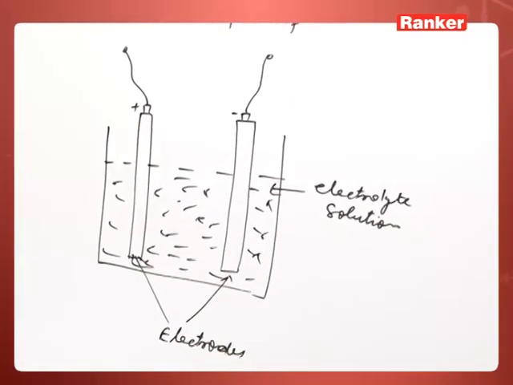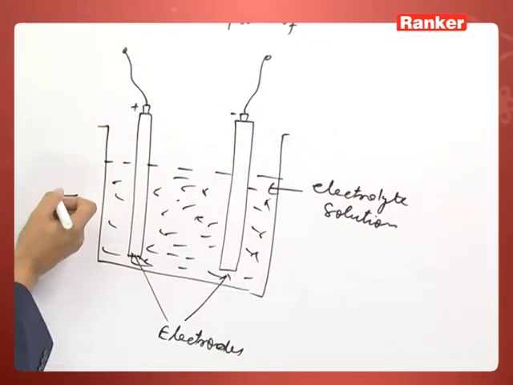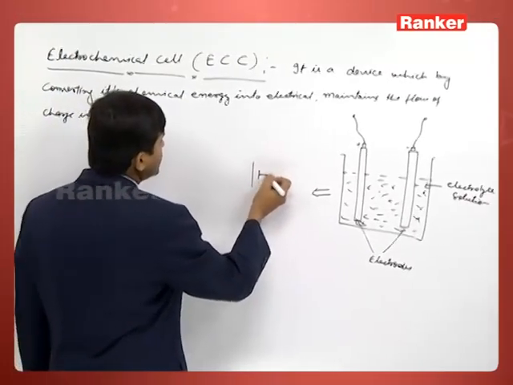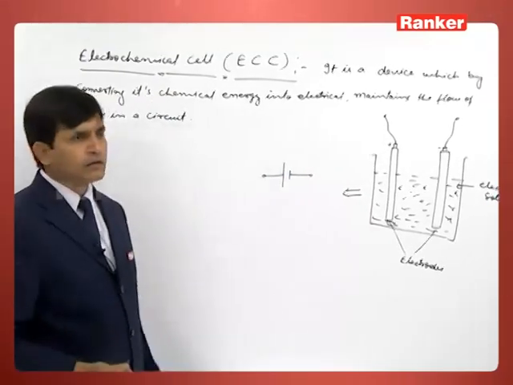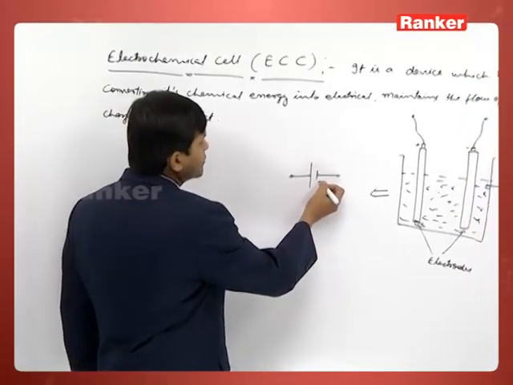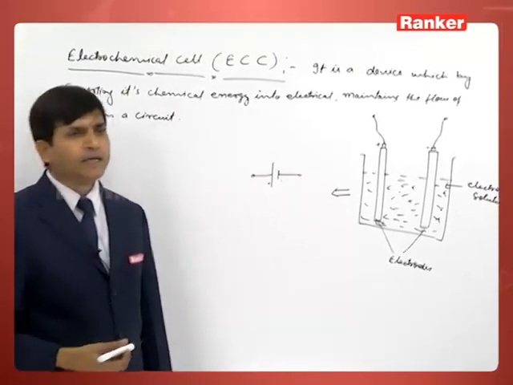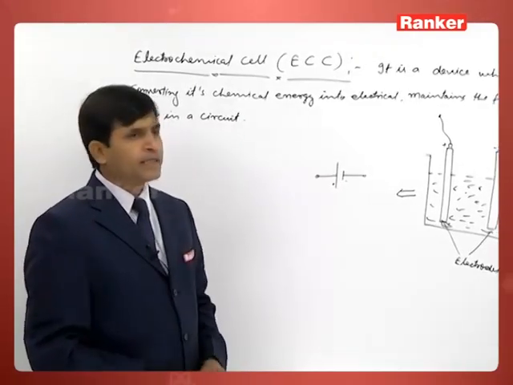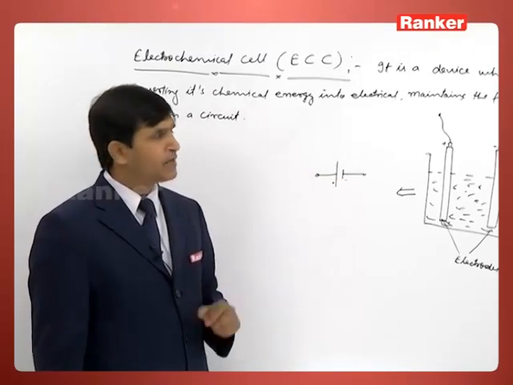So this is the main internal diagram, and symbolically we represent this with two vertical lines. One is a smaller line, another a bigger line. The smaller line indicates the lower potential point and the bigger line indicates the higher potential point. So negative here does not indicate negative potential; negative indicates a lower potential value.